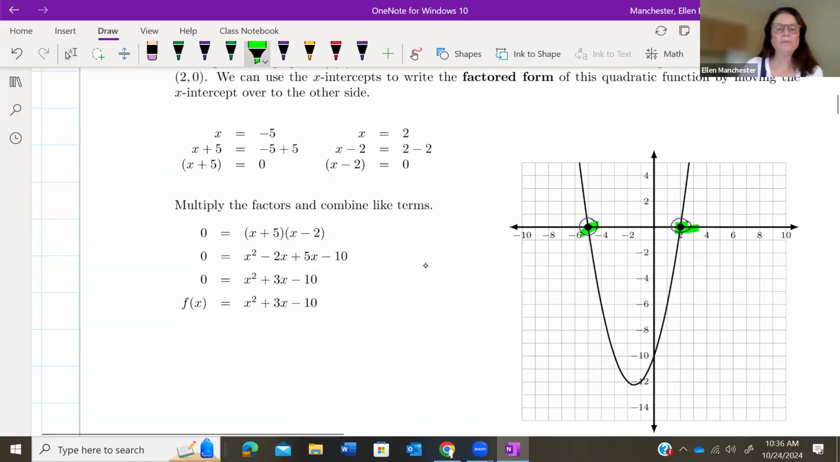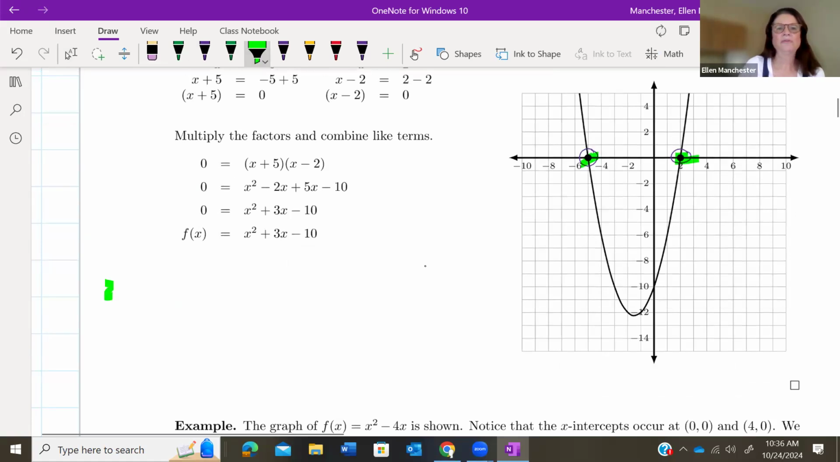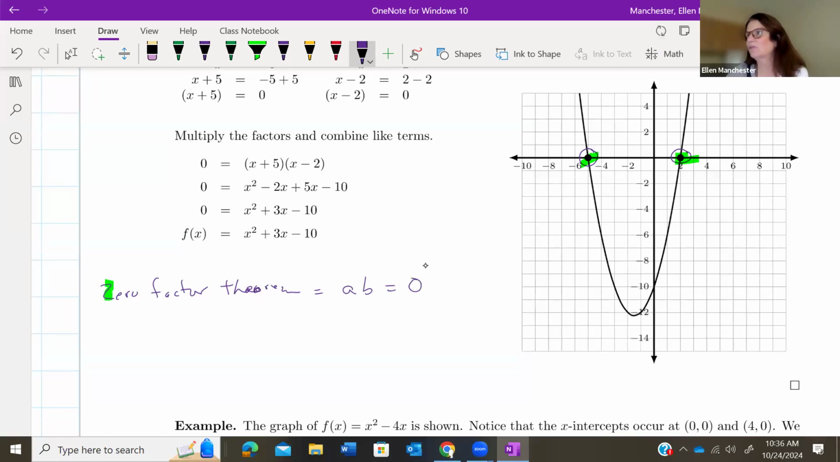So there's something called the zero factor theorem. What that says is if you have two things that you're multiplying together and they equal 0, what that means is either A equals 0 or B equals 0, which makes sense, right? It's one of those logical things. If I'm multiplying two things together and it equals 0, one or the other has to be 0 because 0 times anything is 0.